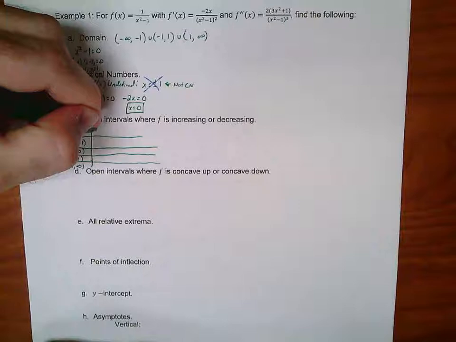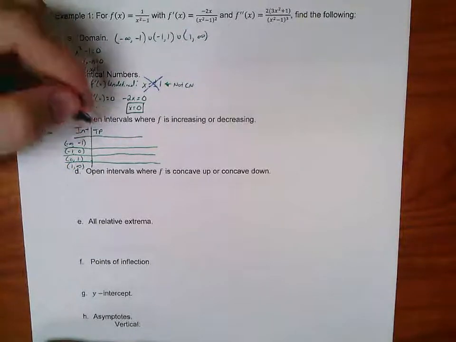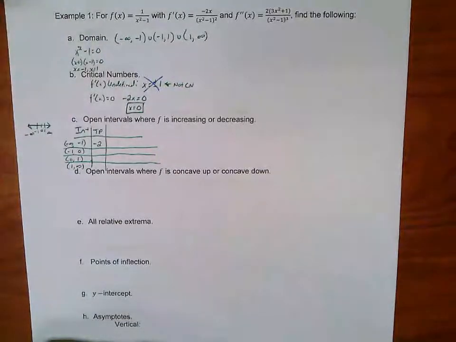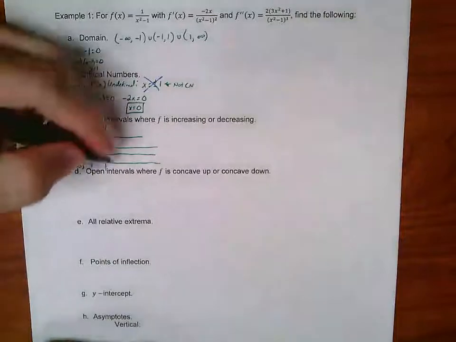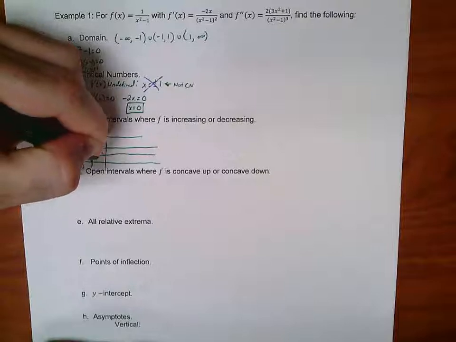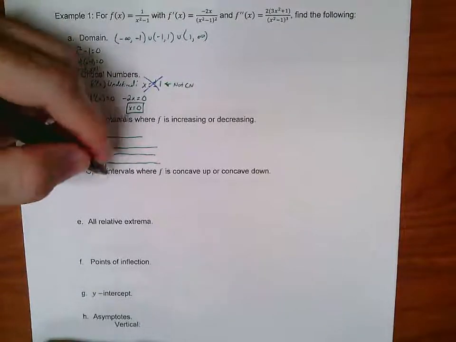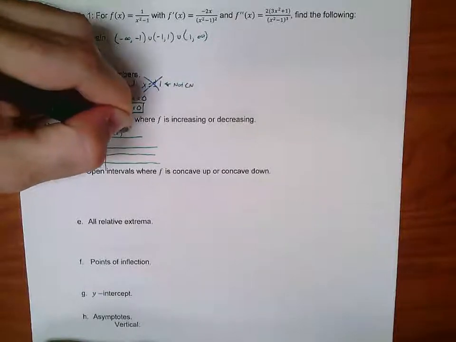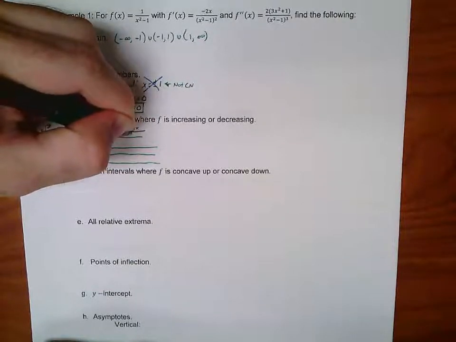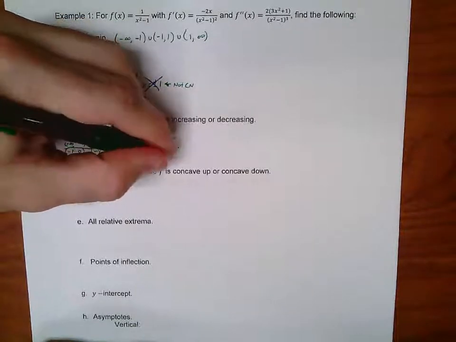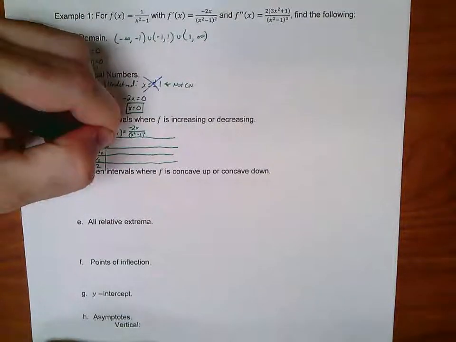And remember, from each of these intervals, we want to pick a test point. On negative infinity to negative 1, I'm going to pick negative 2. Remember, you can pick any values you want as long as it falls in the interval. Negative 1 to 0, I'm going to pick negative 1 half. 0 to 1, I'm going to pick positive 1 half. And 1 to infinity, I'm going to pick 2. We know f prime of x is negative 2x over (x squared minus 1) quantity squared, and we're going to plug these 4 test points into that and find the derivative.